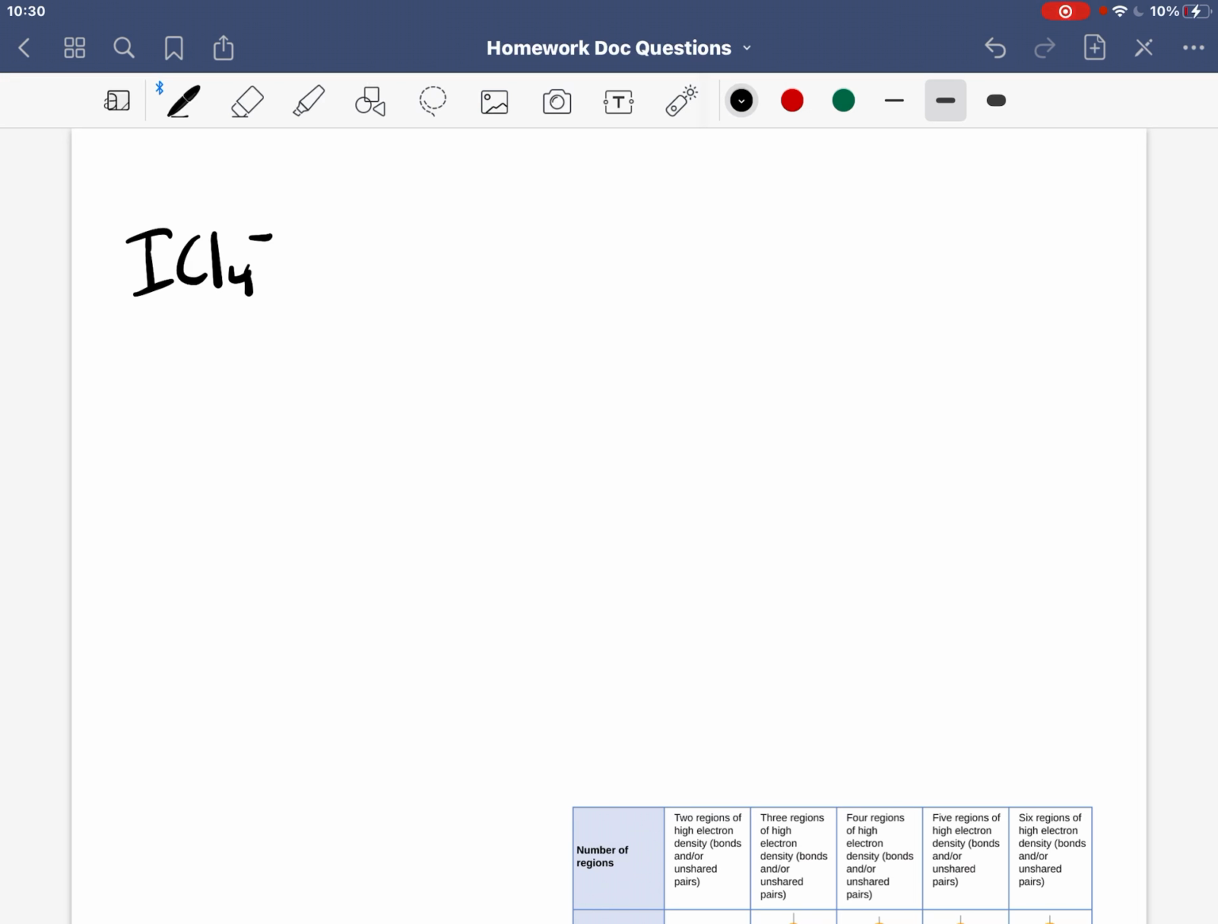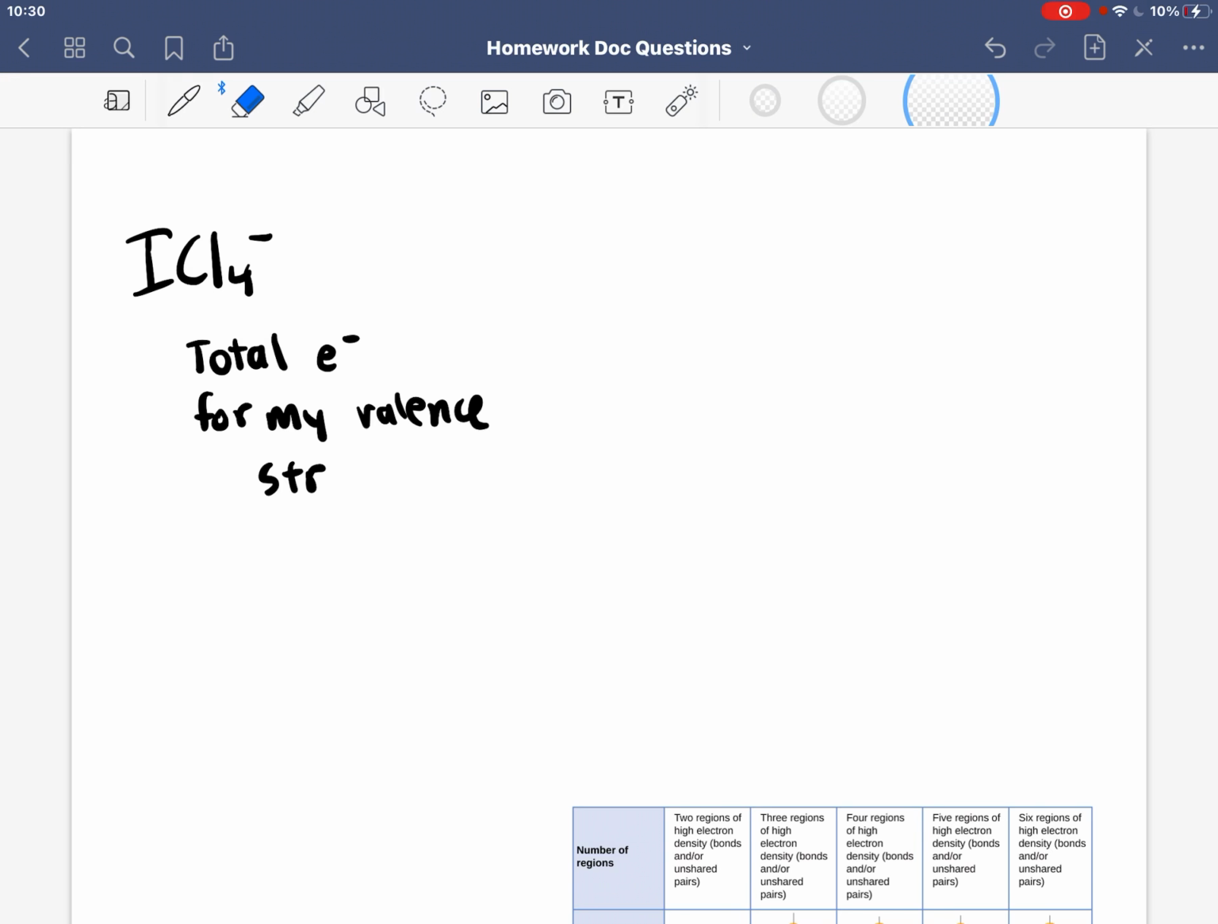Where I'm actually going to start here is I'm going to predict how many total electrons need to be represented in my Lewis structure. How do I figure out the total electrons for my valence structure? Well, I'm going to focus in on the fact that I know how many valence electrons iodine and chlorine have when they're neutral, and then I know the entire polyatomic ion has a 1- charge, so it should have 1 more electron than my neutral atoms would have.